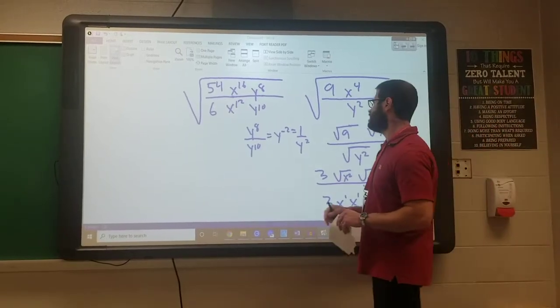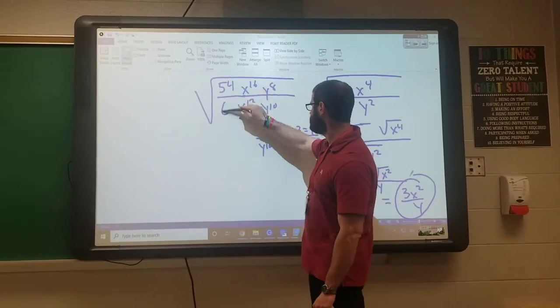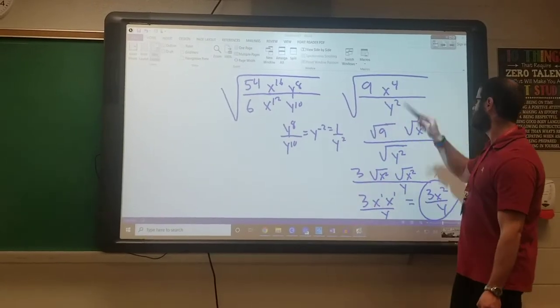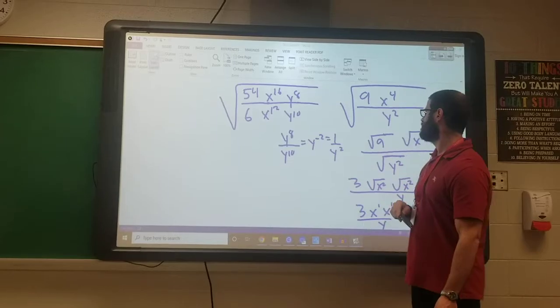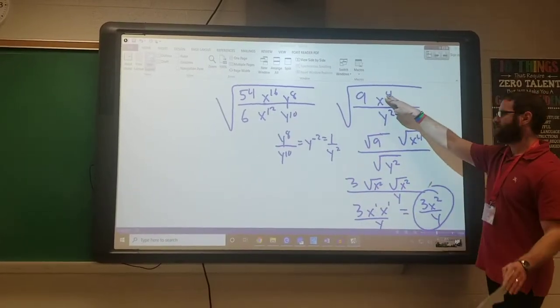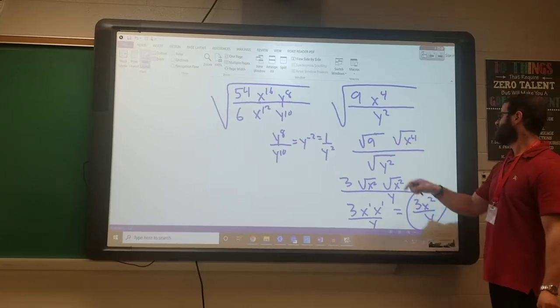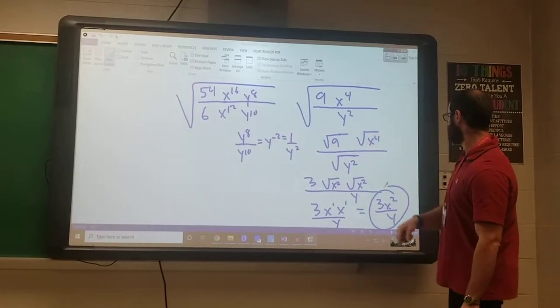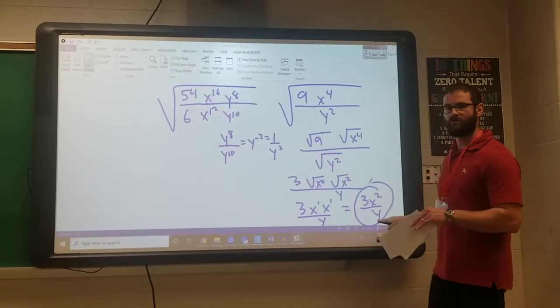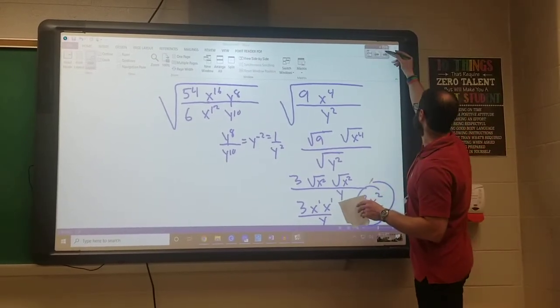So just see what you can simplify in a problem like this. 54 over 6, I know that's 9. X to the 16th over x to the 12th, x to the 4th. Y to the 8th over y to the 10th, that's y to the negative 2, or 1 over y squared. Then I'm down to something like this. Then I break everything up into individual square roots. So 3x squared over y would be your answer to that problem.